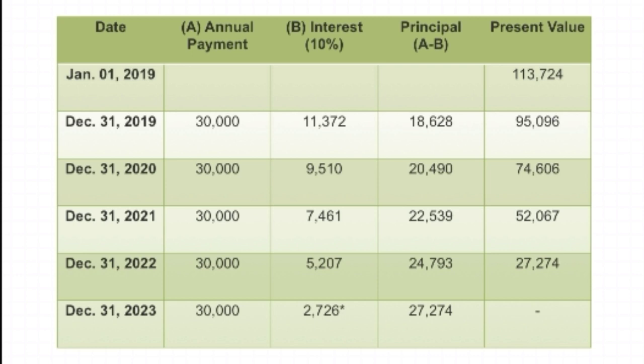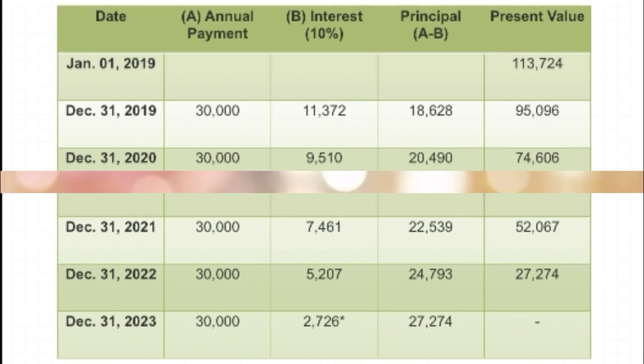Tapos ganun lang, paulit-ulit lang yung way ng pag-compute. So, for example, sa 95,096, i-multiply lang ulit sa interest rate. So, that would give us 9,510. Tapos, i-deduct lang yun sa 30,000. Makukuha natin yung principal value which is 20,490. Tapos, i-deduct na natin to sa previous present value ng lease receivable which is 95,096 minus 20,490 is equal to 74,606. Tapos, ayun, hanggang sa umabot ka sa dulo ng lease term.